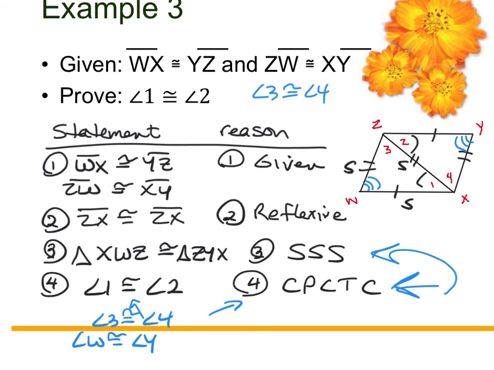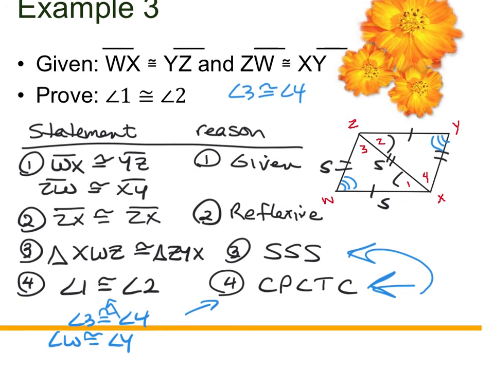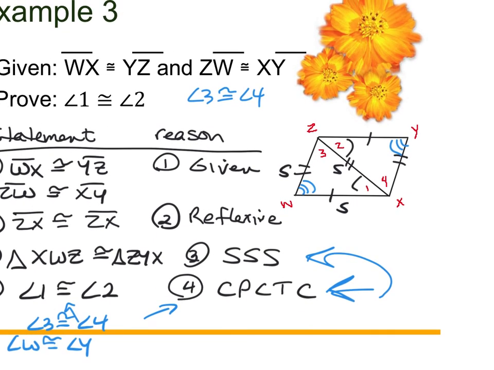Let's say I wanted to try to use side angle side here. I would have probably needed to be given that these lines were parallel, and then I could have drawn a transversal, and then I could have also gone and found 1 to be congruent to 2 by alternate interior. So it's all going to depend on your given and which shortcut you're going to use.